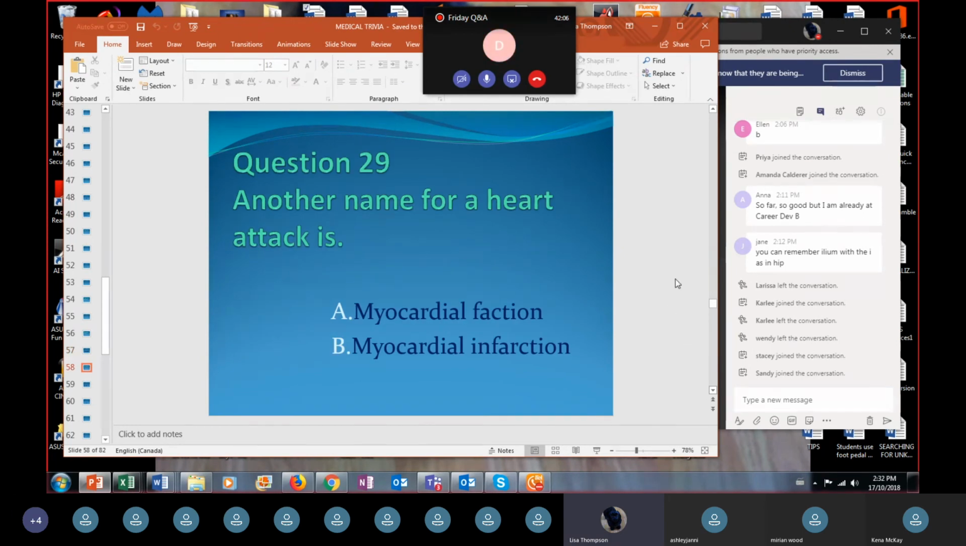Okay, question 29. Another name for a heart attack is A, myocardial faction, or B, myocardial infarction? Another name for a heart attack. Myocardial faction or myocardial infarction?